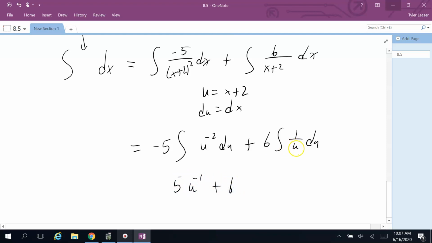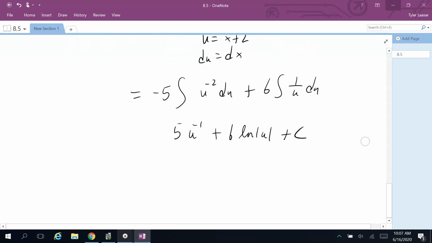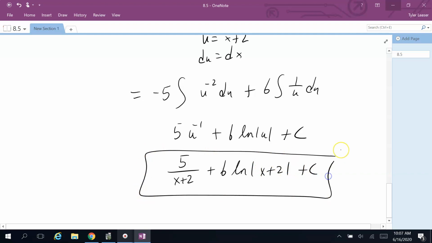For this one over here, the antiderivative of 1 over u is the natural log of the absolute value. All right, last step's to plug back in the u. So this is going to be 5 over, moving that to the denominator, x plus 2 plus 6 natural log of the absolute value, x plus 2. Okay, great. So I hope you can see how partial fractions can help us out here.